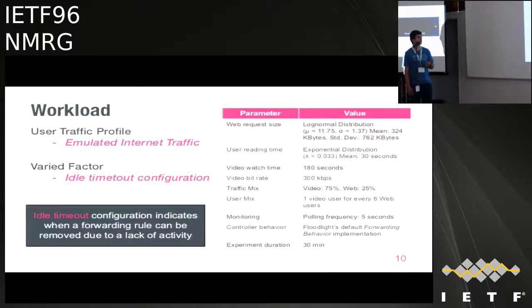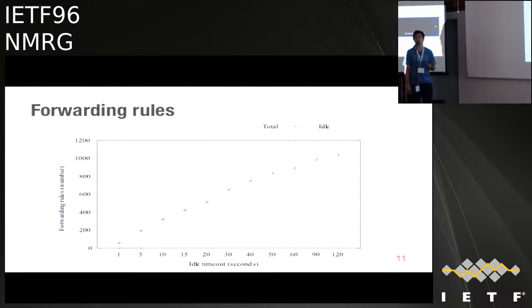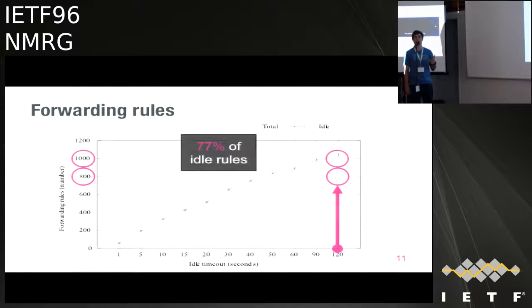Okay, these results show that a single factor configured in the controller can make a huge difference in the amount of rules installed in the network. This chart illustrates the amount of rules installed in the network and which of those are idle given an idle timeout configuration. And it's clear to observe that when we set this idle timeout to 120 seconds, we have more than 1,000 rules installed in the network, and 77% of these rules are idle.